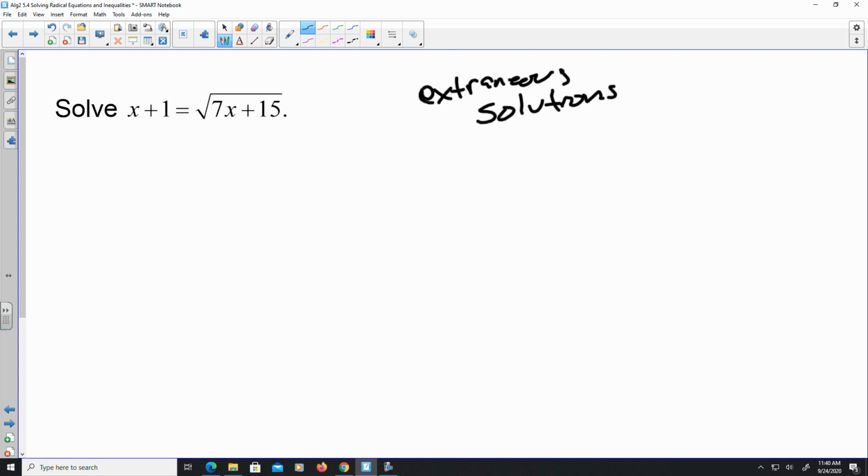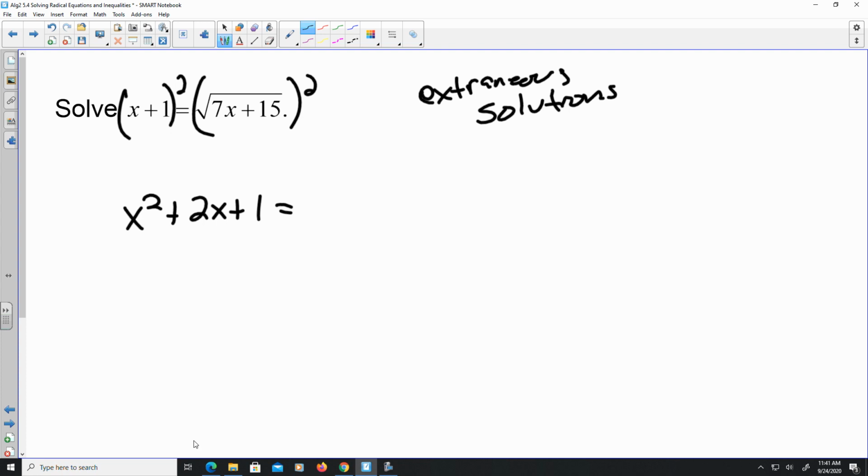So you gotta double check. So here there is nothing else that I can do with this square root. It's isolated, so I'm just going to square both sides. On the left-hand side, x plus 1 quantity squared. Remember, if you expand that, that's x plus 1 times x plus 1, and you have to FOIL it. All right, so on the left-hand side, it's going to be x squared plus 2x plus 1.